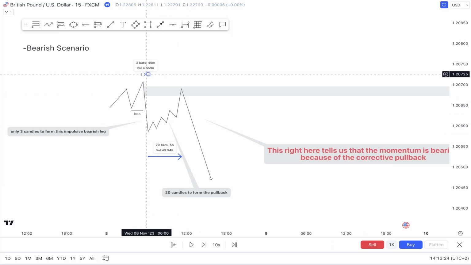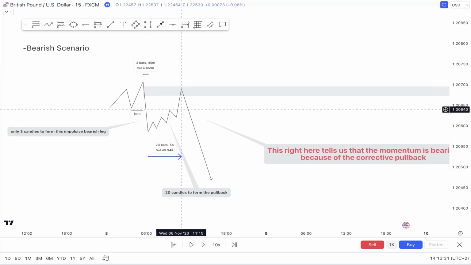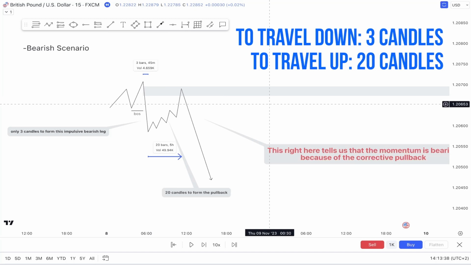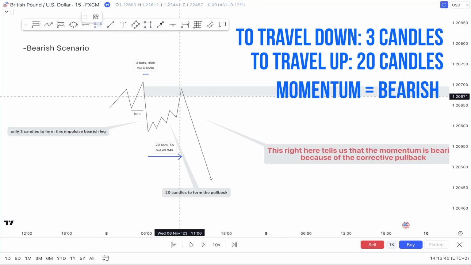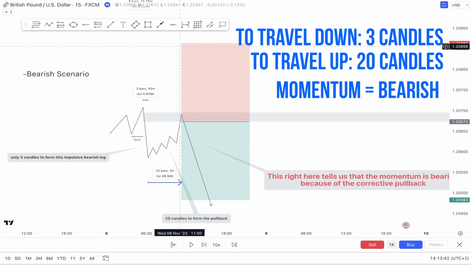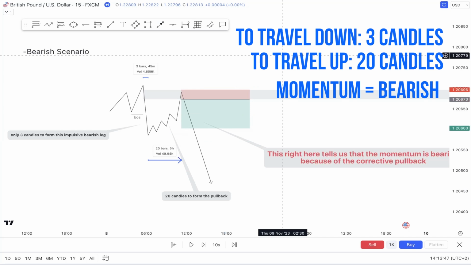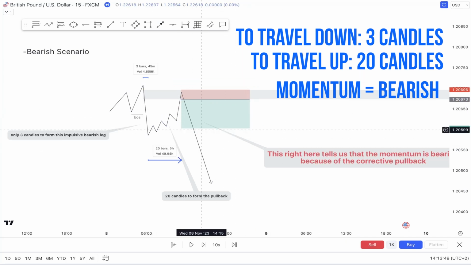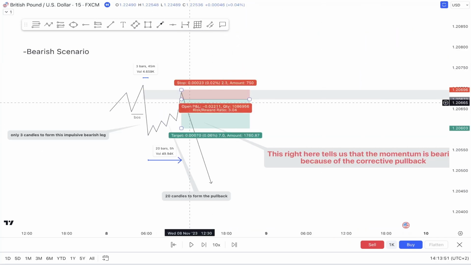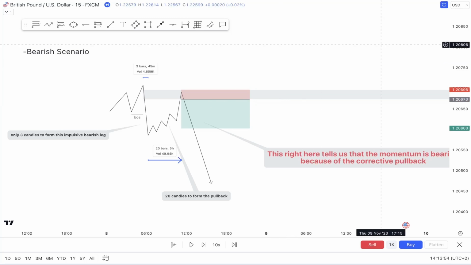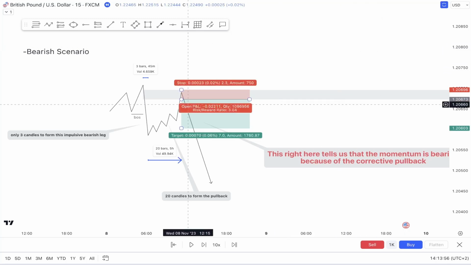So if you know that we traveled from here to here only by forming 3 candles, and then it took price 20 candles to cover almost that same distance, then it is clear as day that the overall momentum in this scenario is bearish. So that could be once again an extra confluence for us to take this setup on this supply level and smash some profits with it. Okay, so yeah, this is the bearish scenario.